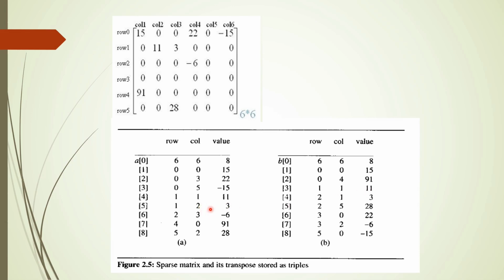Then identify the number of elements in the second column. So how many elements are in the second column? Two elements, 3 and 28. 3 and 28 are present in the second column. So interchange the values of rows and column. So here 2 comma 1 is 3 and 2 comma 5 is 28.